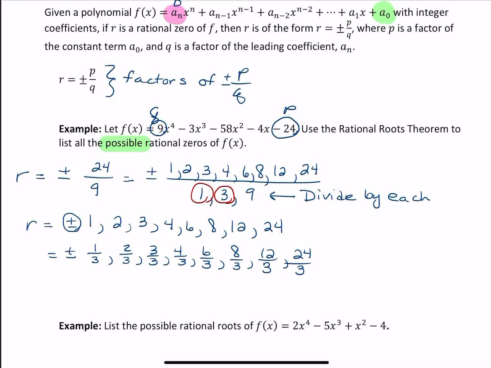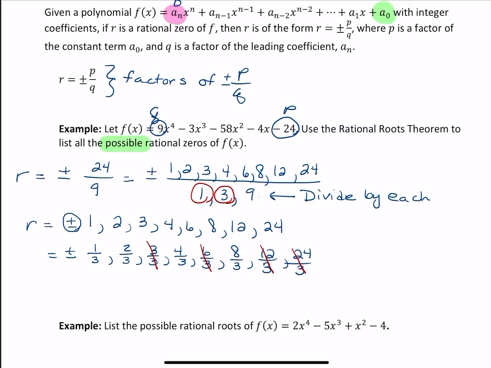Now a couple of those are repeats. 3 over 3 equals 1, and we already have that listed. 6 over 3 is 2, we have that. 12 over 3 is 4, we have that. And 24 over 3 is 8, and we already have that. So you can cancel the repeats out.